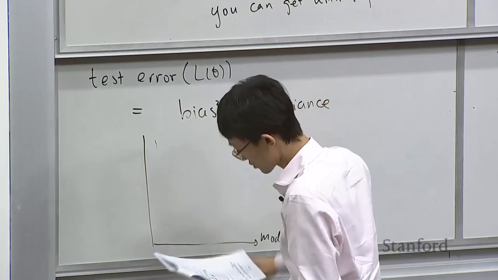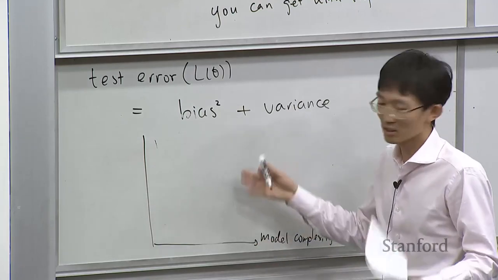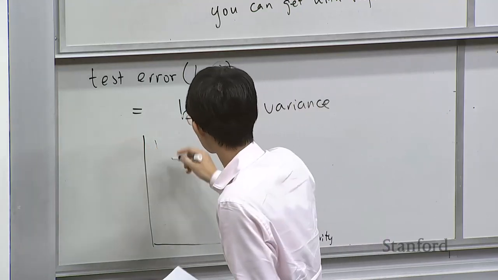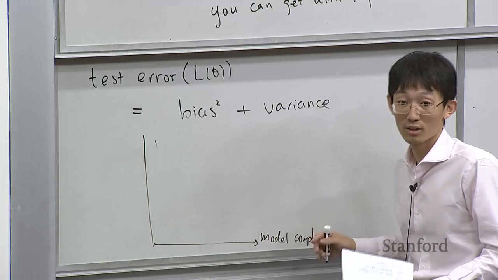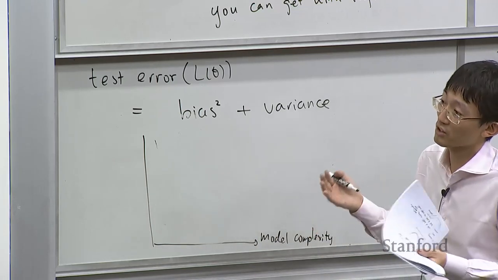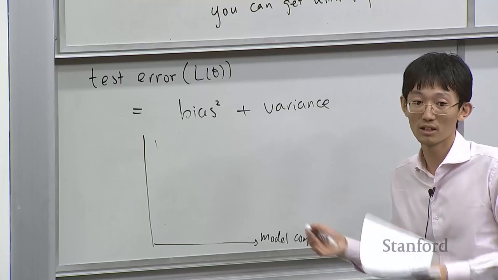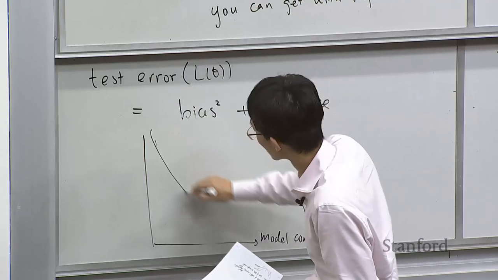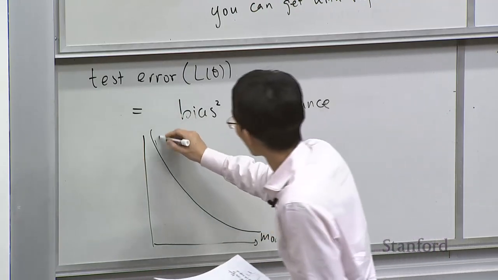draw this from scratch. So this axis is the model complexity. Let's first think about how you draw the bias on this curve as model complexity changes. We say that the bias is large because your model is not expressive enough. That means if your model is more expressive, then your bias should decrease. So the bias is a decreasing function of the model complexity. Right, so this is the bias.